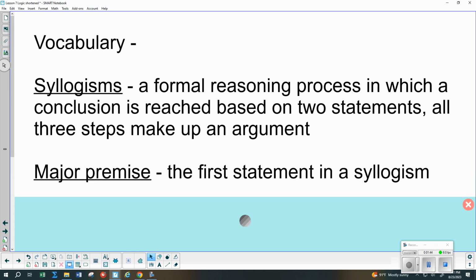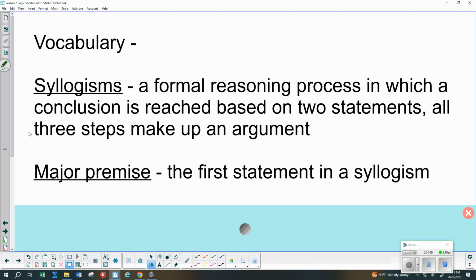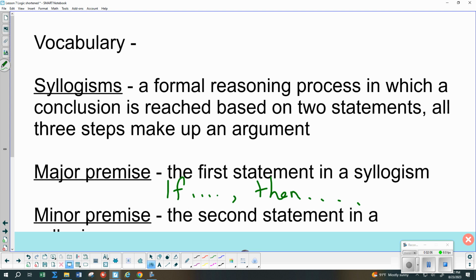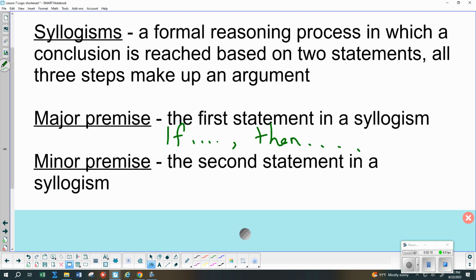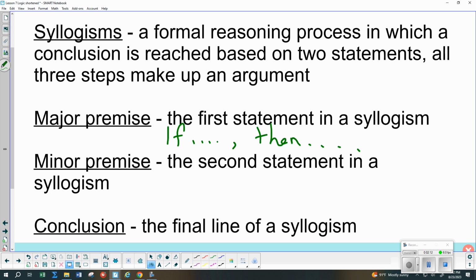Our first sentence we called a major premise, and that was the one that we had you last spring always rewrite as if something, then something else. Sometimes they were already in that form. Sometimes you had to rewrite it and put in those 2 words, if and then. Minor premise was the second statement, and then conclusion was the final one.